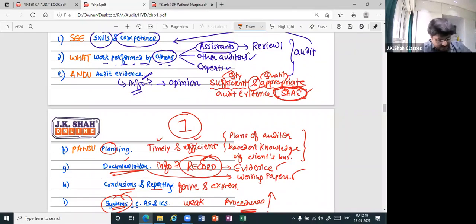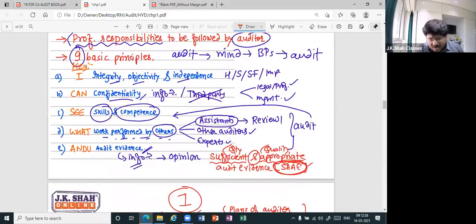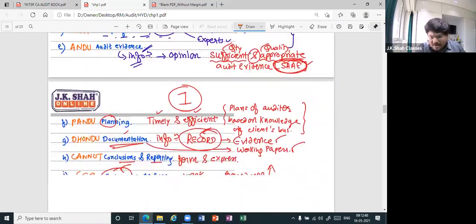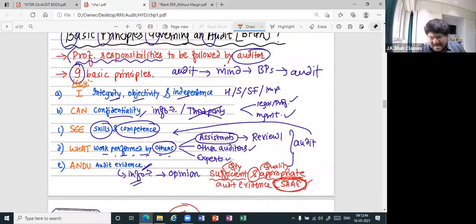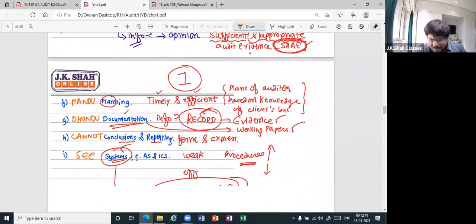I know how it goes. Andu, Pandu. Next one, Dondu. You can say Dandu also, but I like Dondu. Just chill. It's simple. And lastly, Cannot See. What did I tell? I can see what Andu, Pandu, Dondu cannot see.